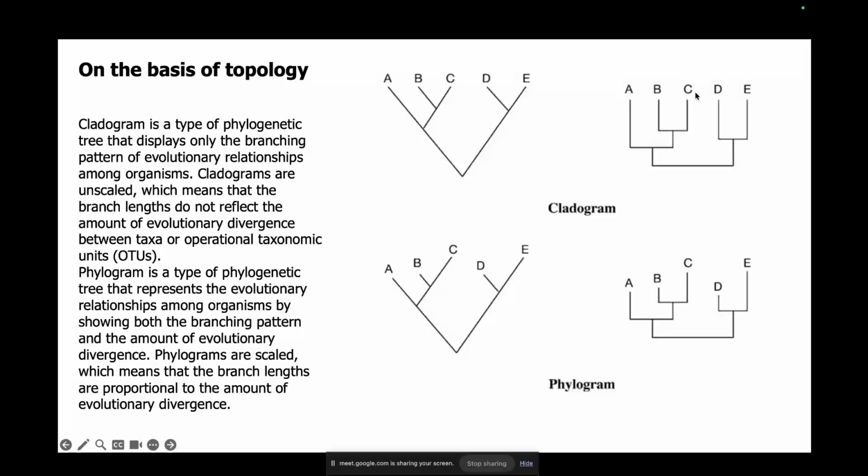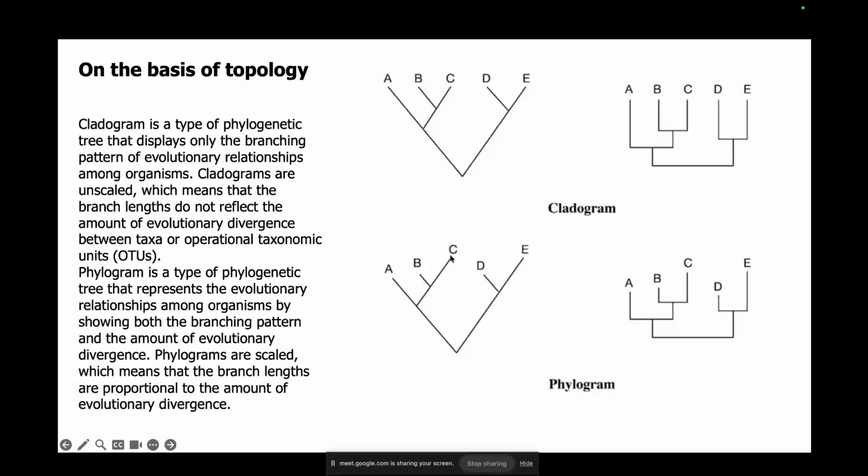On the other hand, a phylogram is a tree that represents the relationship by showing both the branching pattern and also the amount of evolutionary divergence, and these are scaled. So, for example, this divergence is lower than the A to C divergence. D to E divergence is going to be lower than A to C divergence.